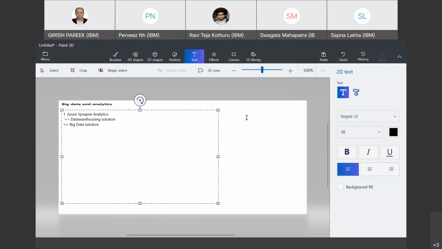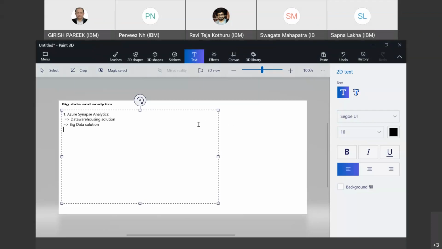Azure Synapse brings together the best of SQL technology used in enterprise data warehousing and Spark technology used for big data. So two things. One is SQL, which is a proven technology. In case we are using a data warehousing solution, then it goes for the SQL solution. In case we are going for a big data solution, then it goes for the Spark technology.